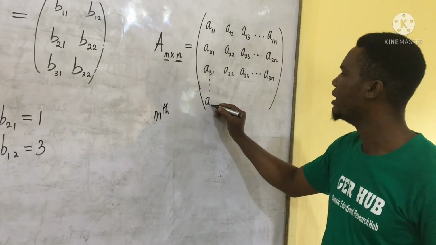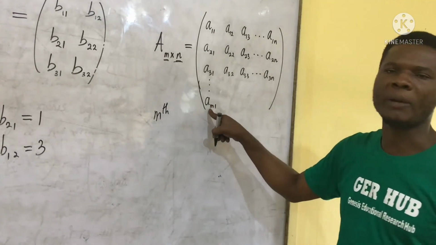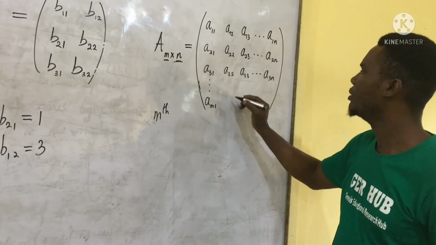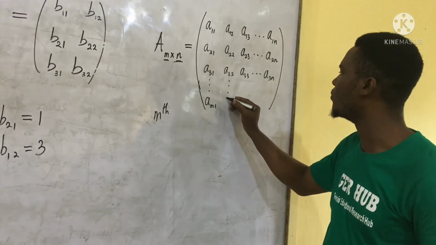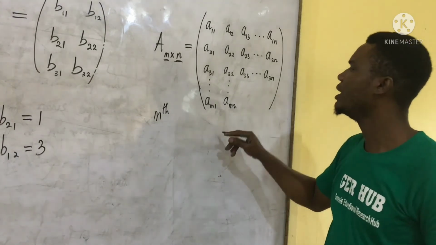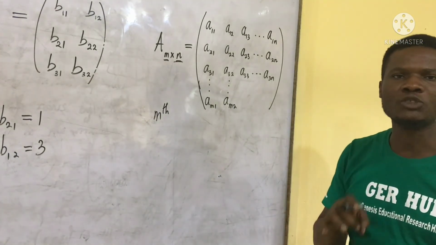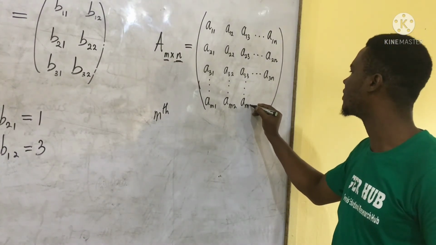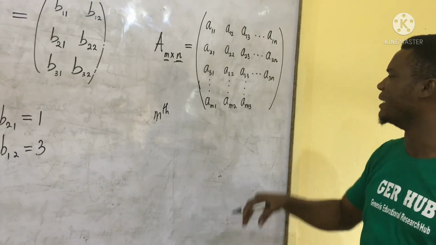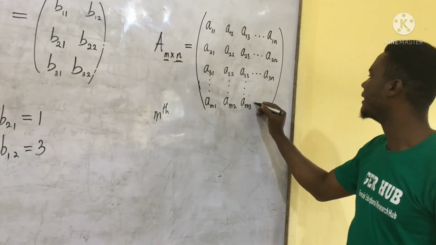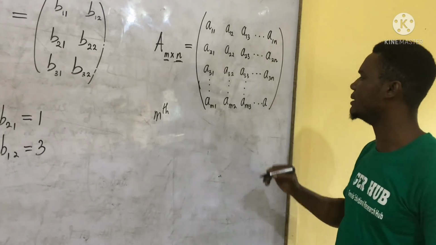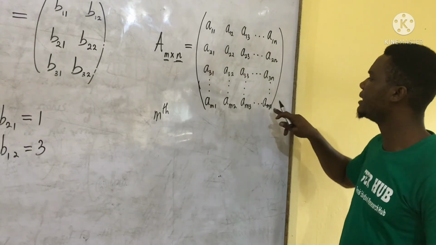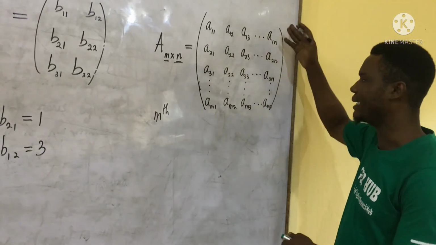So that will now be Am1. This will represent the element occupying the mth row and first column. And I'm going to do the same thing here. This will be Am2, showing you the element occupying the mth row, second column. This will be Am3, showing you the element occupying the mth row, third column. And it will proceed to the last element in that row, which will be Amn, showing you that this element occupies the mth row and nth column.